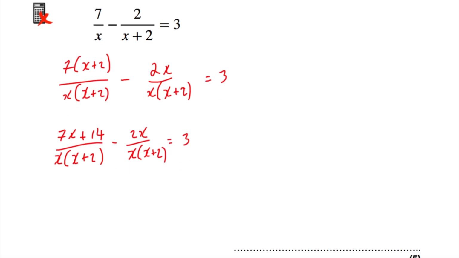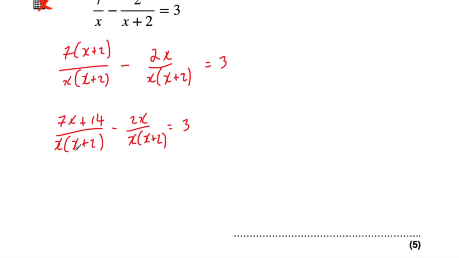Okay, so now at this point we've got two fractions with the same denominators and we're taking them away, so we're going to take away the numerators. So we're going to take away the 2x from the 7x. 7x's take away 2x's is 5x's, and then we've still got our 14, so plus 14. And then the denominator will be the same, so it's going to be x bracket x plus 2, and that equals 3. Okay, so we're nearly there.